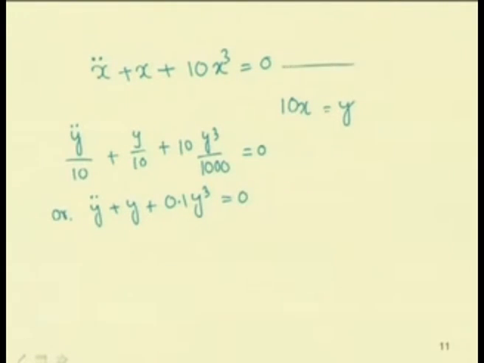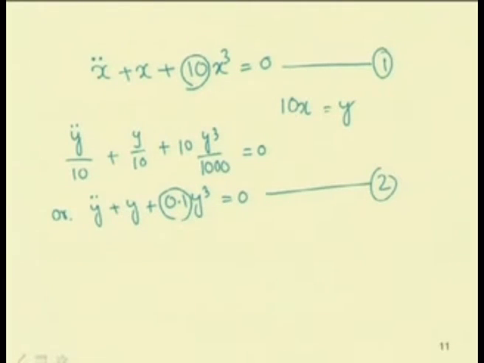So, both forms are identical. Here the equation is x double dot plus x plus 10 x cube equal to 0, but in the second case I have written an equation which is y double dot plus y plus 0.1 y cube equal to 0. So, the coefficient 10 I have replaced by 0.1.